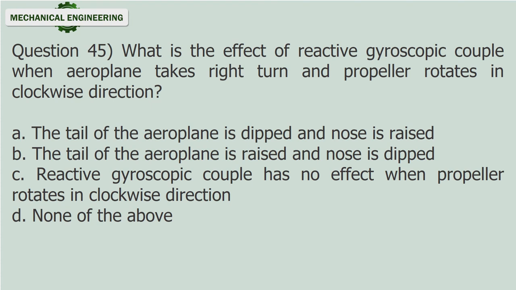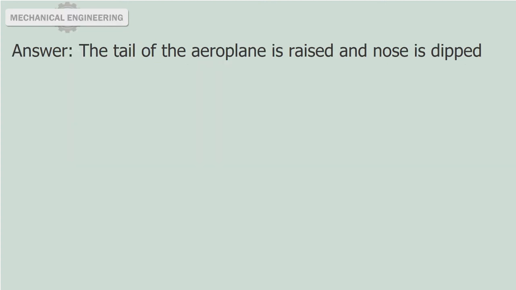Question 45. What is the effect of reactive gyroscopic couple when aeroplane takes right turn and propeller rotates in clockwise direction? A. The tail of the aeroplane is dipped and nose is raised. B. The tail of the aeroplane is raised and nose is dipped. C. Reactive gyroscopic couple has no effect when propeller rotates in clockwise direction. D. None of the above. Answer: the tail of the aeroplane is raised and nose is dipped.